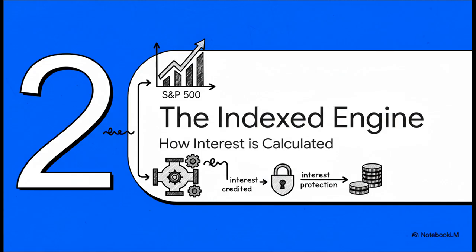Now, you might be asking, how can an insurance company promise that? Well, in simple terms, they take most of your money and buy super safe bonds to guarantee your principal. Then they use the interest from those bonds to buy options on the market index. And that's what gives you that potential for growth without the risk.